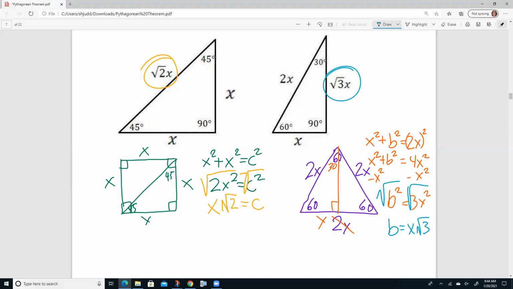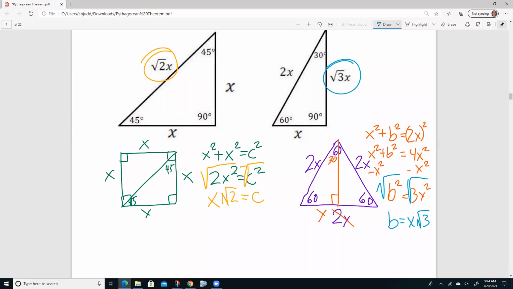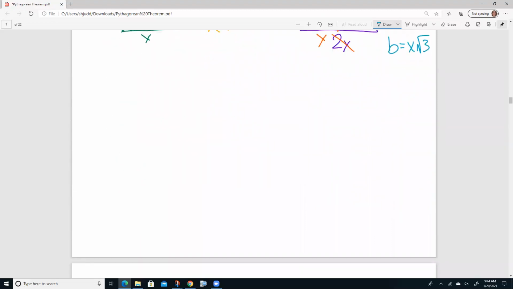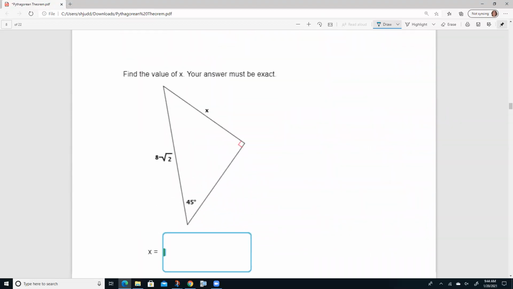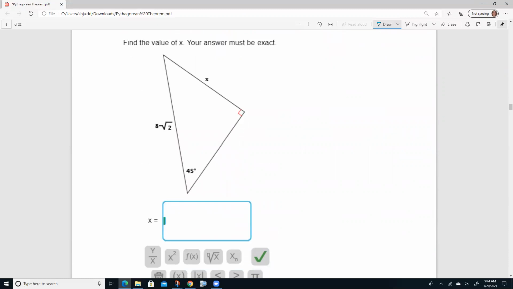Now let's actually use this information. We're going to be copying these triangles down, so you might want to have them in your notes. Let's find the value of x. Your answer must be exact. Okay, so what I'm going to do is I'm going to copy down. I see this is a 45-degree angle, and this is a 90-degree angle, so I know I'm dealing with a 45, 45, 90 triangle.